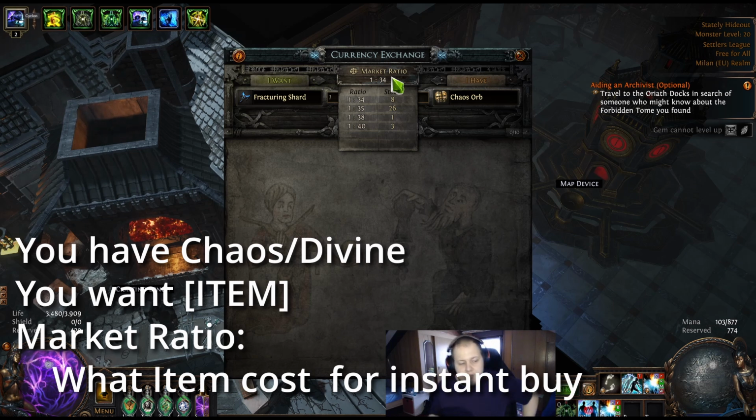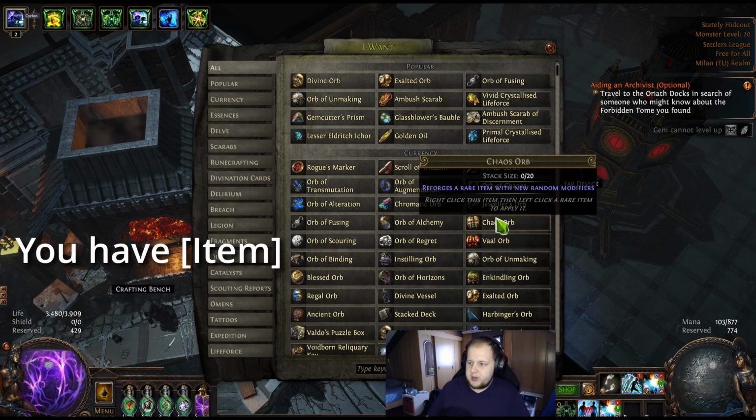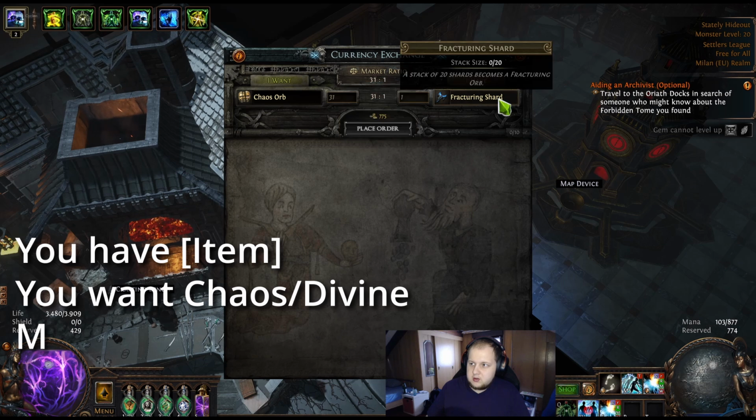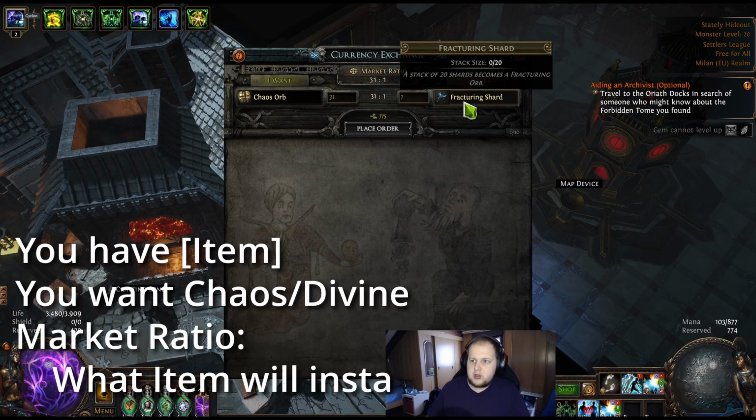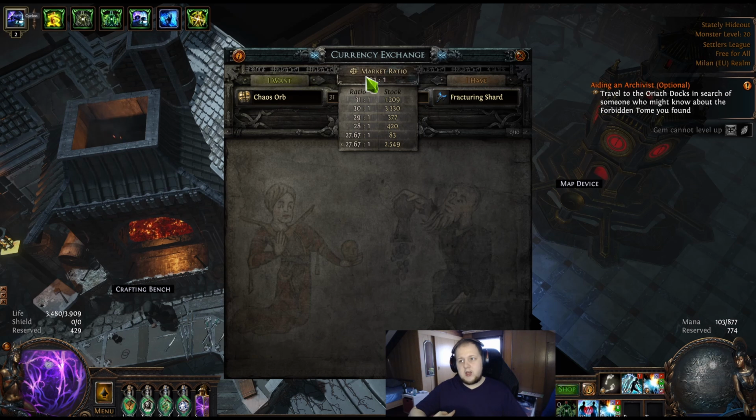But this means these are listed prices. If you need that item immediately, this is what you have to pay. This is what people are listing their fracturing shards for and how much chaos they want for them. Now you can do it the other way around. This is what people are intending to buy fracturing shards at. So people list their fracturing shards for 34 chaos, and people are trying to buy fracturing shards for 31 chaos.